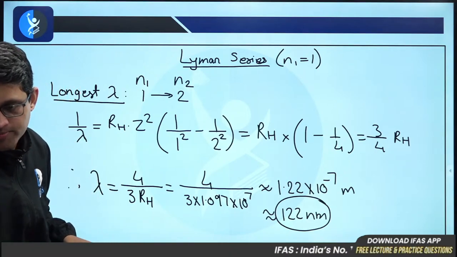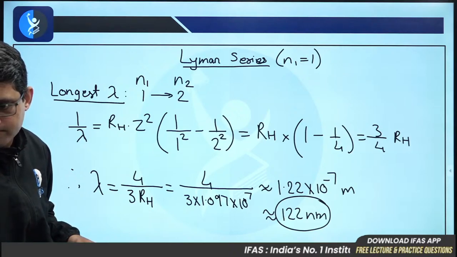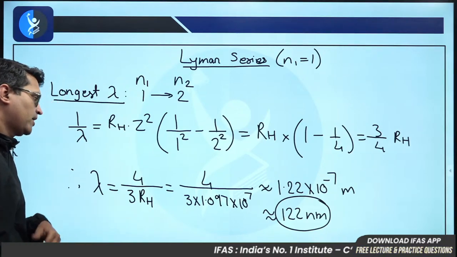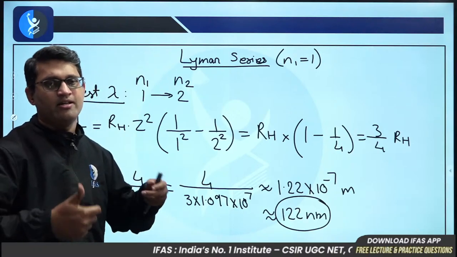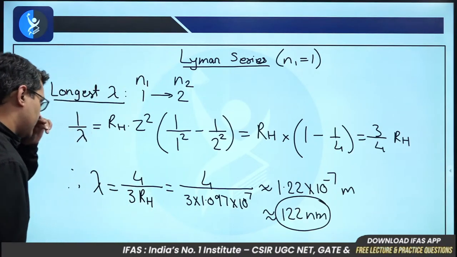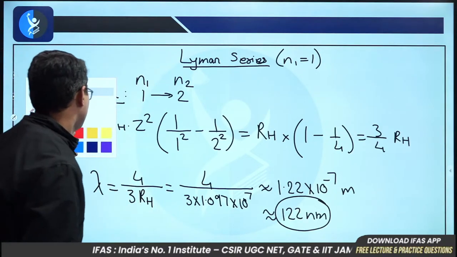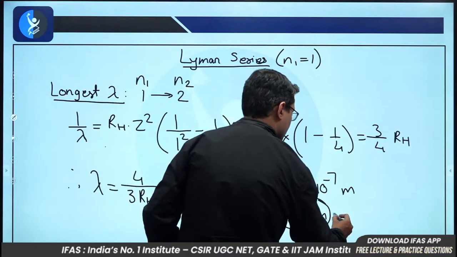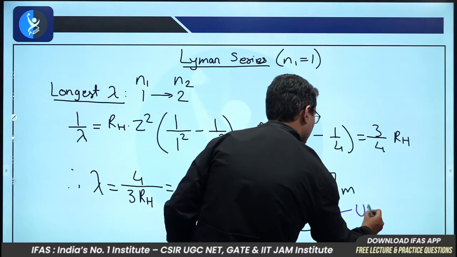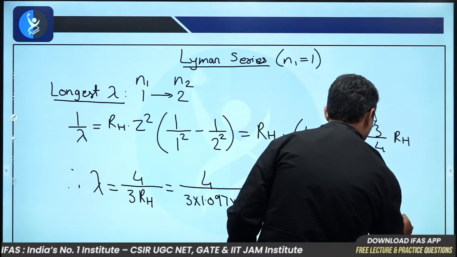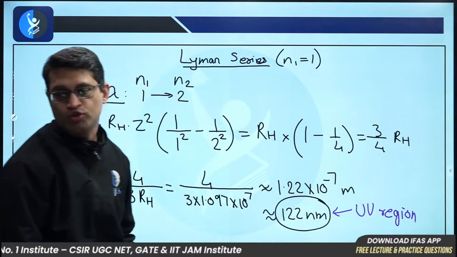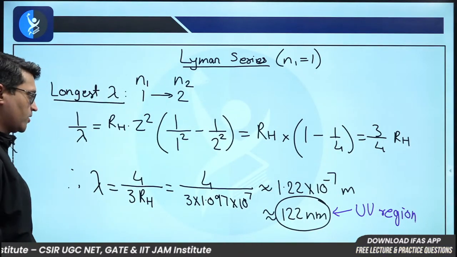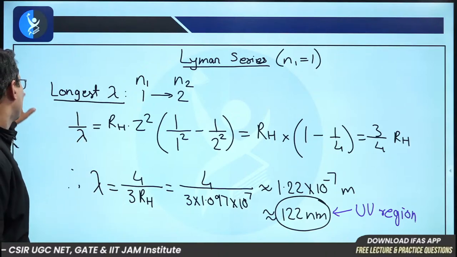Very good, Pratyusha. Yes, Leela, you don't have to calculate 1 upon lambda, you have to calculate lambda. So if you have calculated 1 upon lambda, that's fine, just take an inverse now. Yes, absolutely correct. This is in the UV region. Okay, is this clear? So this is the longest wavelength.